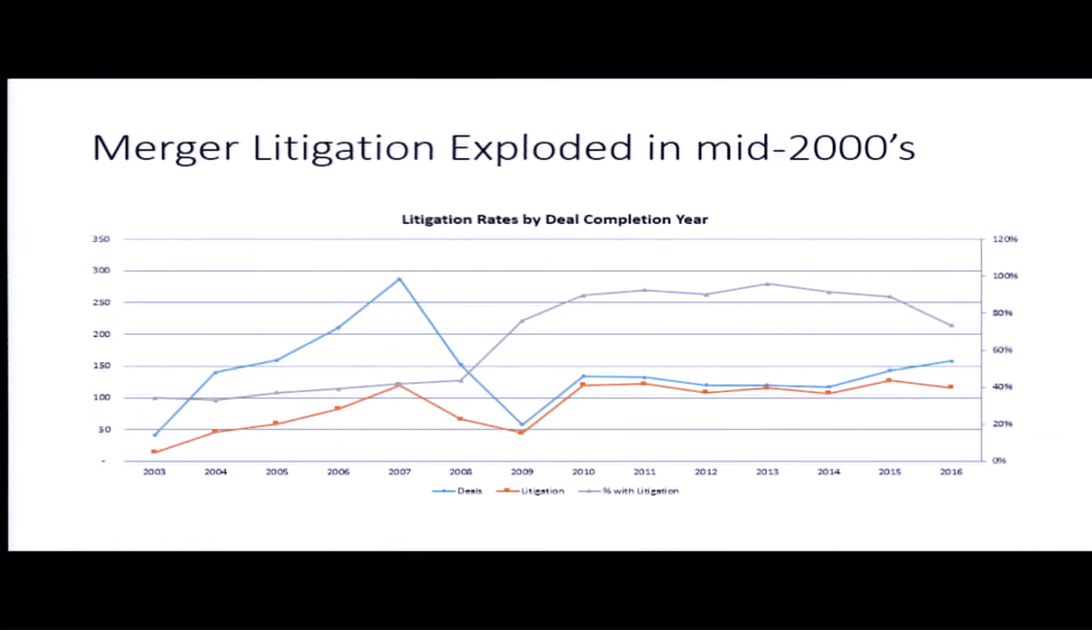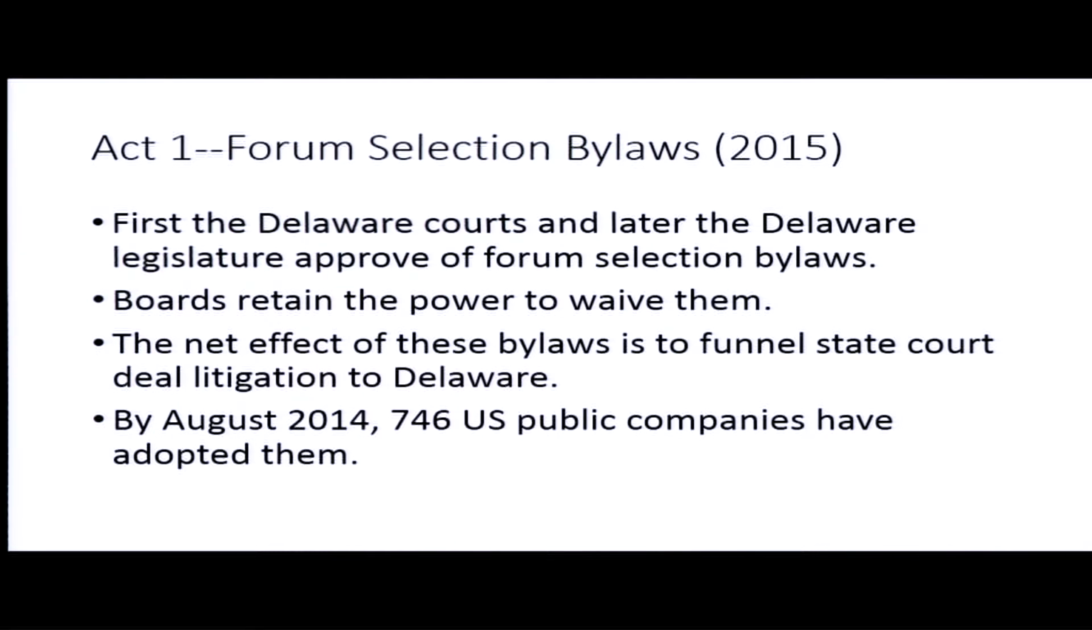Okay, so this is the problem Delaware faces. All of a sudden, we have way too many of these cases. What are we going to do about it? All right, so Act 1, and this is getting down into the weeds, so I'm not going to spend a lot of time on it. But Act 1 is they allowed corporations to amend their corporate bylaws to require shareholders that were bringing state law claims to bring those claims in the Delaware court. So now we're funneling the cases out of the state headquarters into Delaware. And we can't do that to the federal cases, but we can do that for the state cases.